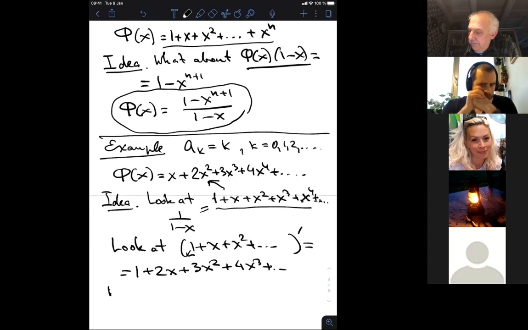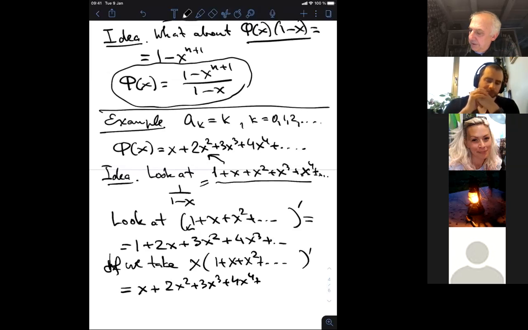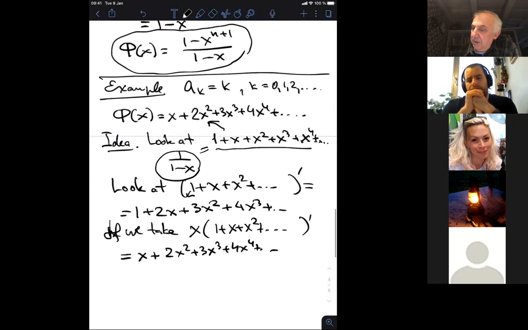So if we take x times this derivative, then it will give us exactly what we want: x plus 2x squared plus 3x cubed plus 4x to the fourth, and so on. But the derivative we can actually apply to this closed formula, because in our situation, since we have analytic functions, applying the derivative to the function will give us the same as applying term-wise differentiation to the series.